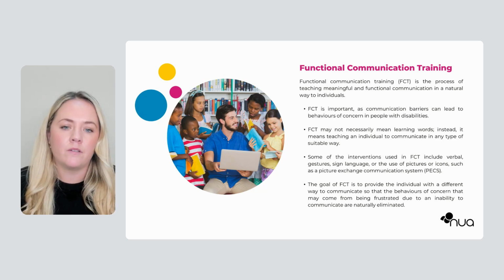The overall goal of FCT is to provide the individual with a different way to communicate so that the behaviours of concern that may come from being frustrated due to an inability to communicate are naturally eliminated, and we find a more appropriate way for that person to communicate their needs and have their needs met.